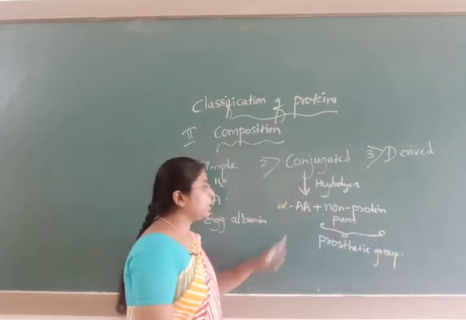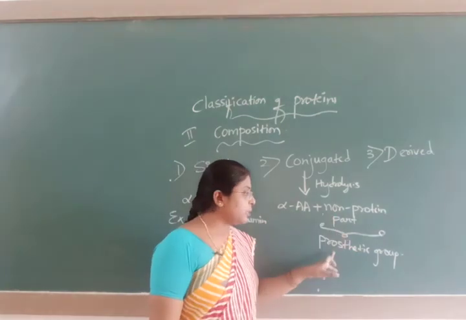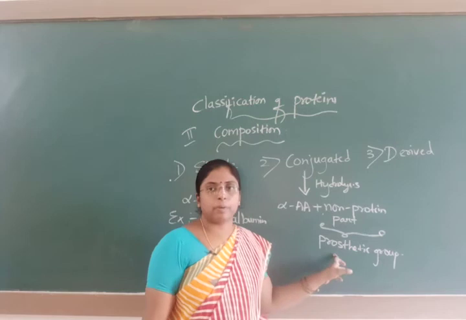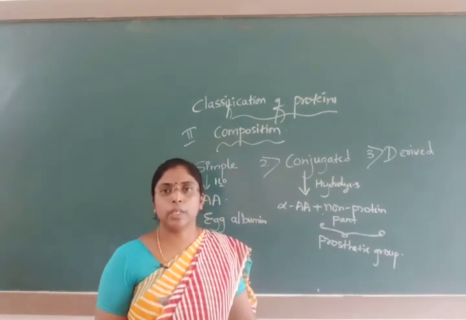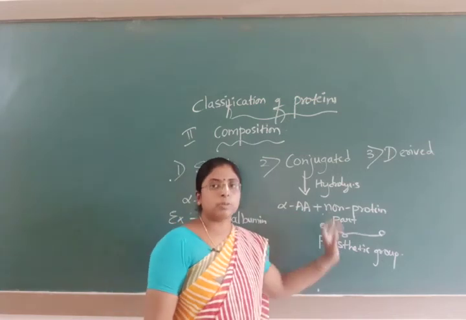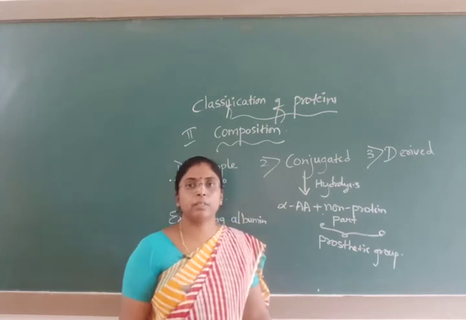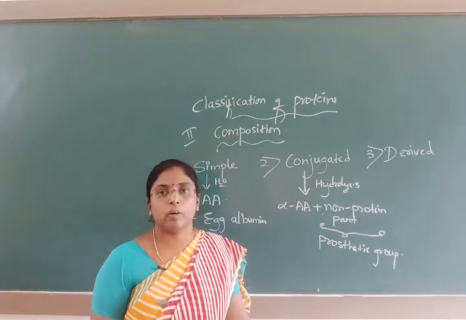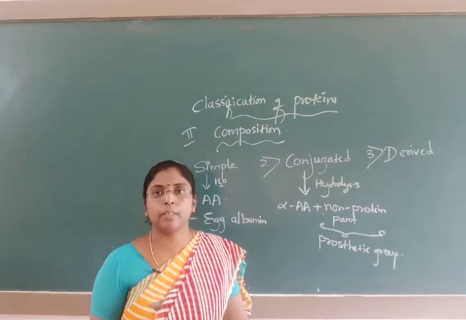Along with alpha amino acids, a non-protein part is present. This non-protein part is known as the prosthetic group. These types of proteins are known as conjugated proteins. In the competitive exam, they give you the example and ask you to identify the prosthetic group.